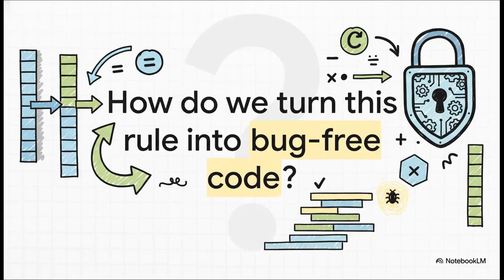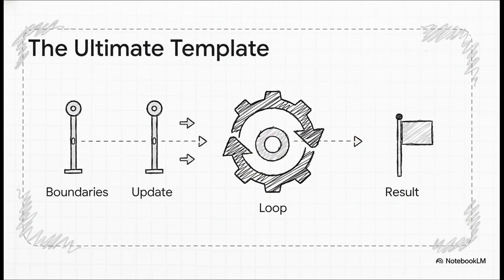Okay. That's a great theory. But how do we actually translate that safety rule into code that just works? How do we build an implementation where the logic is so solid that it's practically impossible to make one of these classic mistakes? This is the ultimate template for a bug-free binary search. Let's walk through it because every single line is there for a very specific reason. First, we set our boundaries to cover every possible answer. Then, the heart of it.